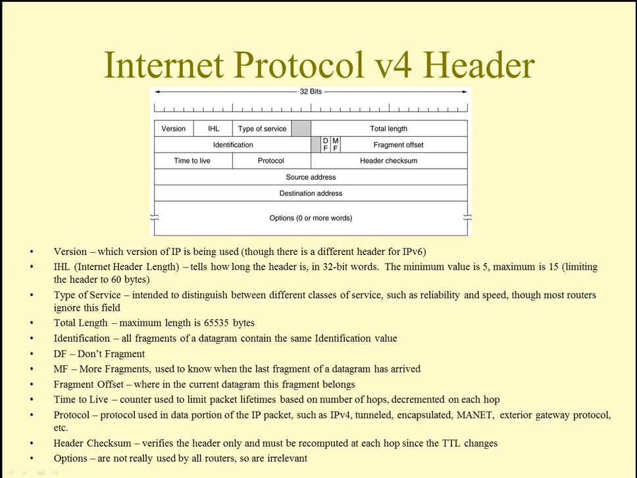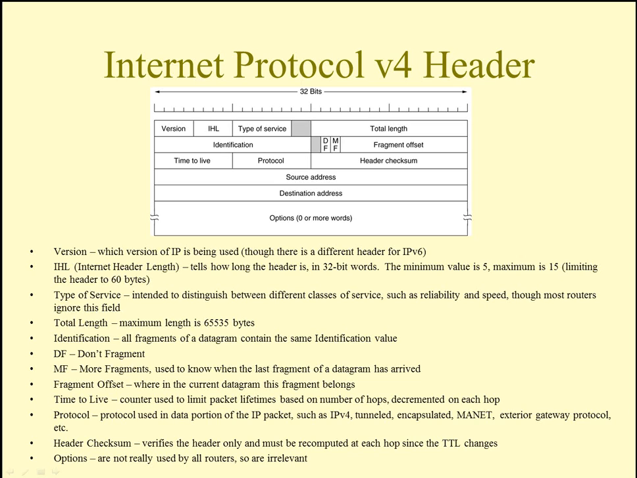The identification, the DF, don't fragment, the MF, more fragments, and the fragment offset all deal with whether the packet needed to be fragmented because of it being too big. So we have a maximum limit on the size of the payload that can go into a layer 2 frame. If we're using Ethernet, we saw that the maximum size of the payload of an Ethernet frame was 1500 bytes. If the number of bytes that we have in our entire IP packet is more than that, then we're going to need to fragment our packet.